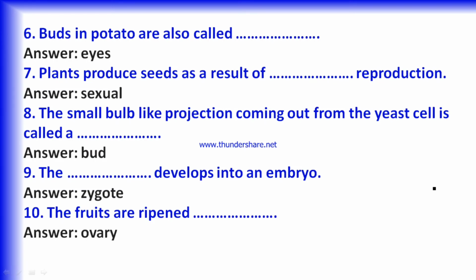Plants produce seeds as a result of dash reproduction. Sexual reproduction. The small bulb-like projection coming out from the yeast cell is called a dash. Bud. The dash develops into embryo. Zygote develops into embryo. First zygote occurs, then zygote develops into embryo. The next stage of zygote is called embryo. Next question. The fruits are ripened in dash. Ovary. The fruits are ripened in ovary.